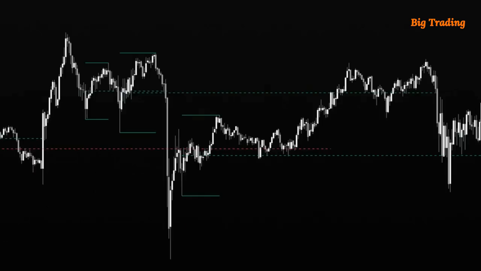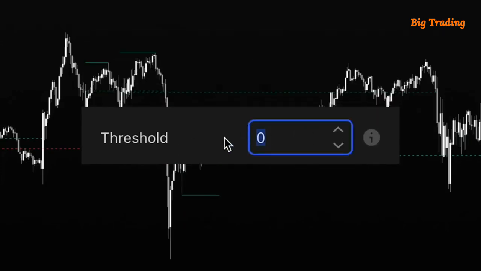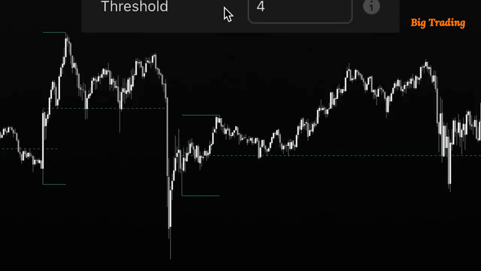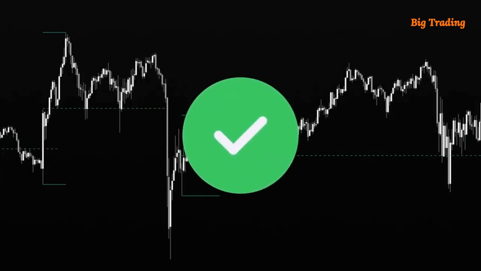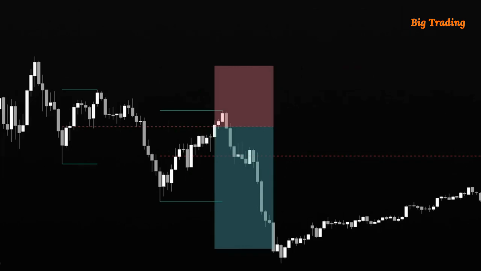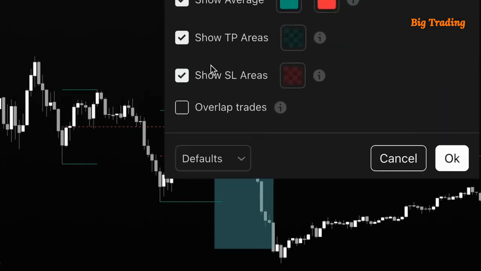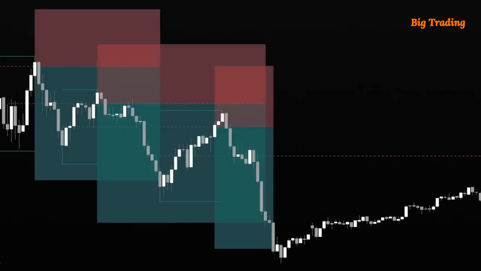A quick note, sometimes multiple ranges can appear on your chart, which may clutter your view. To address this, we've added a threshold setting that filters out less significant ranges, ensuring your chart remains clear and easy to analyze. Also worth noting, if you see ranges but not trades, it's likely because your take profit and stop loss levels have overlapped. You can enable overlap trades in the settings, which is off by default, to visualize these potential setups.